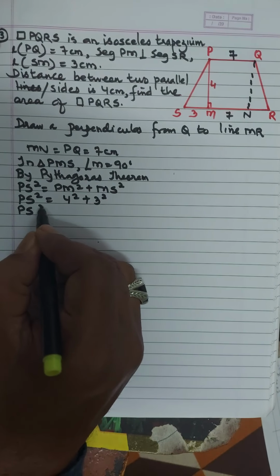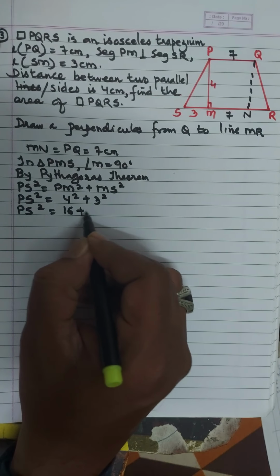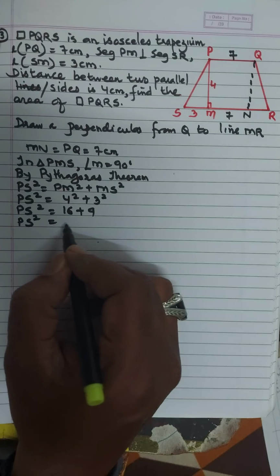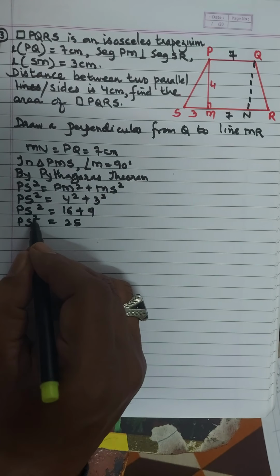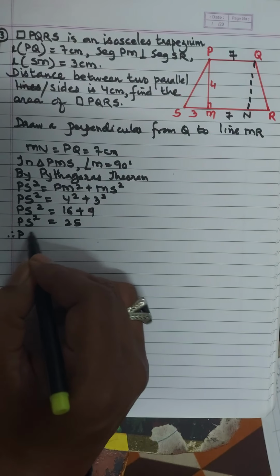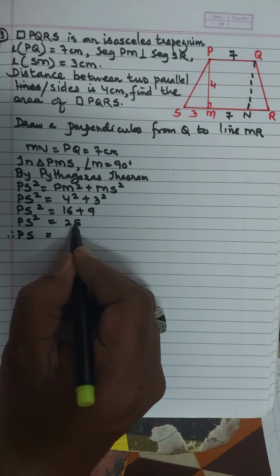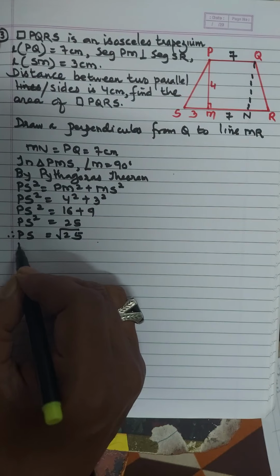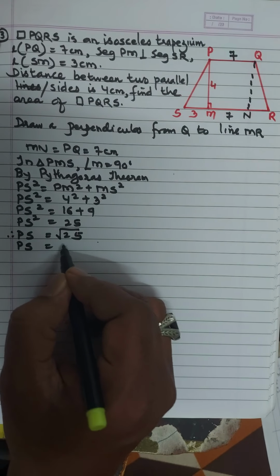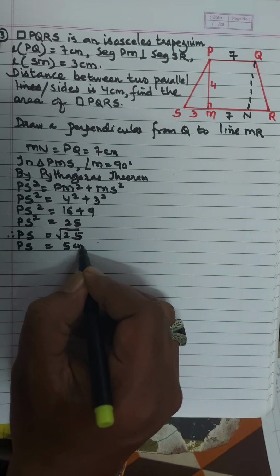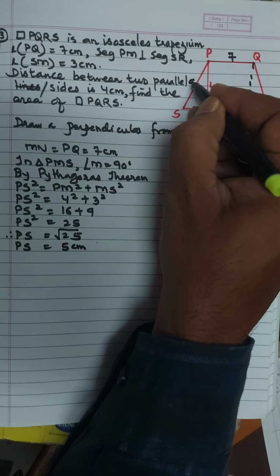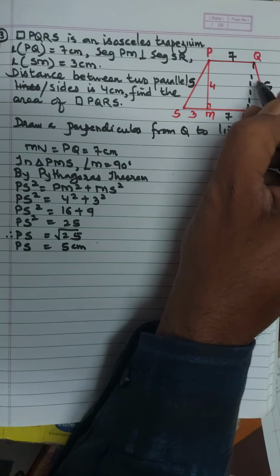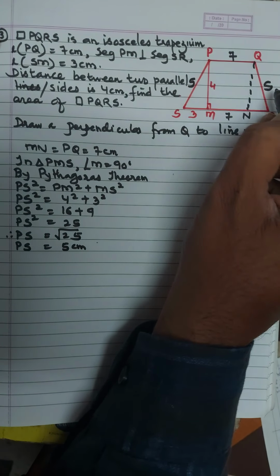So PS square is equal to 4 square is 16 and 3 square is 9. So PS square is equal to 16 plus 9 is 25. Taking the square root, this square we need to shift to the other side, making it under square root. So PS is the square root of 25 is 5. So 5 centimeter is the value of PS. So PS is 5 and QR is also 5 because of isosceles trapezium.